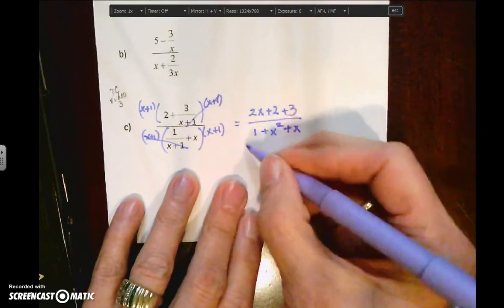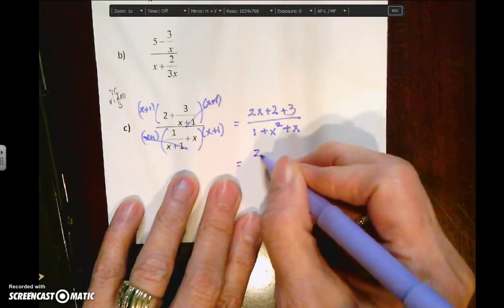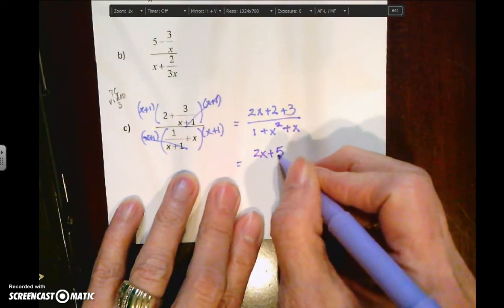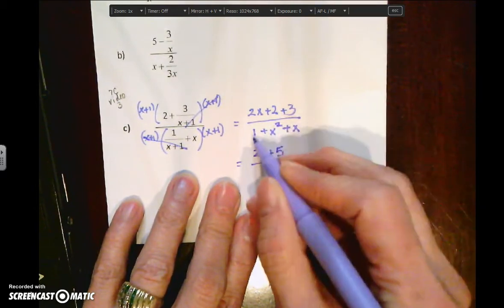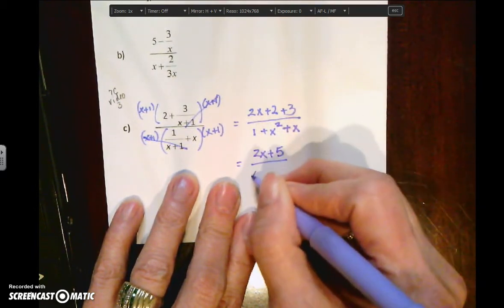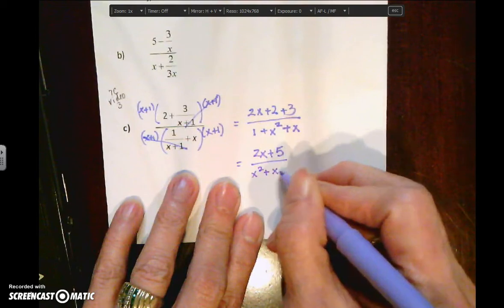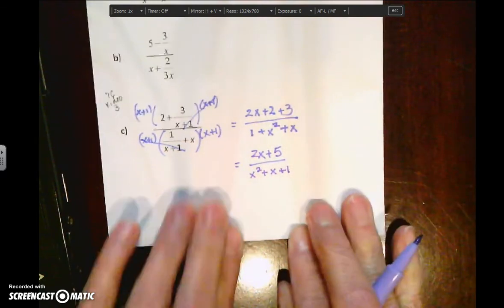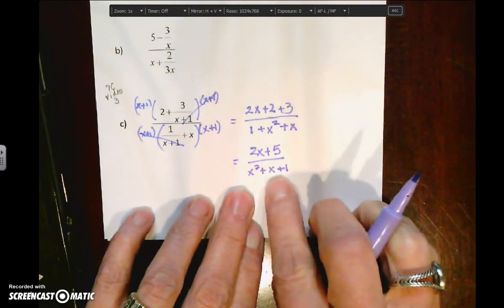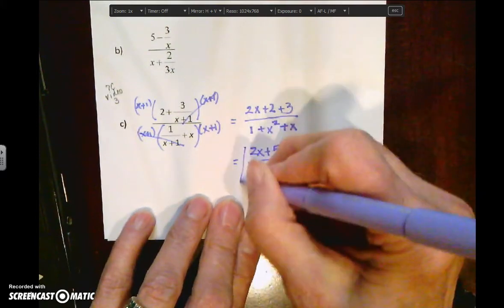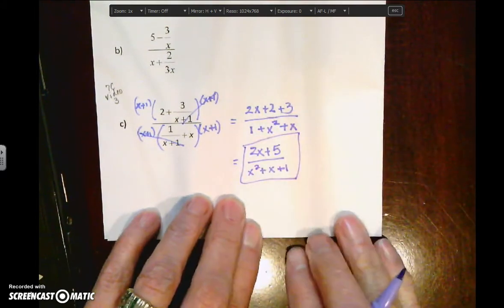All right, so now I want to simplify it and make it look a little bit better, so I can add my 2 and 3 here. So this is going to be 2x plus 5, and I'm going to rearrange this so it's in descending order: x squared plus x plus 1. This will not factor, and it will not reduce.